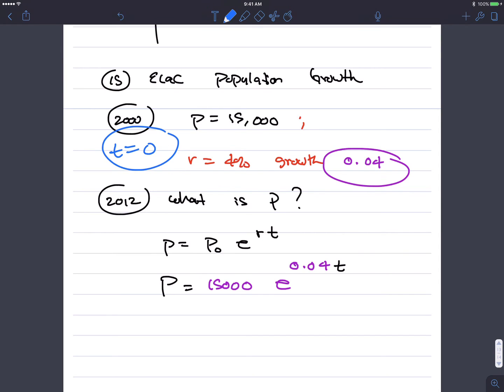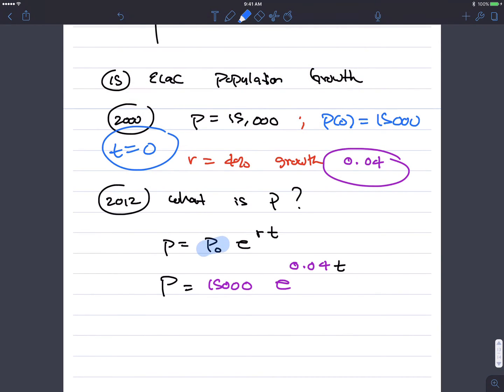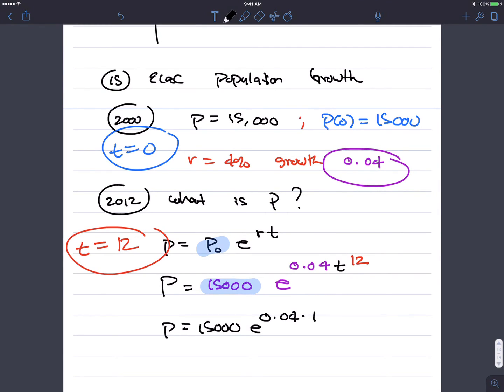In other words, P of 0 is 15,000, and you may already have guessed that because when we plugged in the value here, we plugged in 15,000. So we start the clock in year 2000. This tells me that in year 2012, how many years went by? T is 12. Good. So replace this T with 12, and you're going to get a population of 15,000 e to the 0.04 times 12.